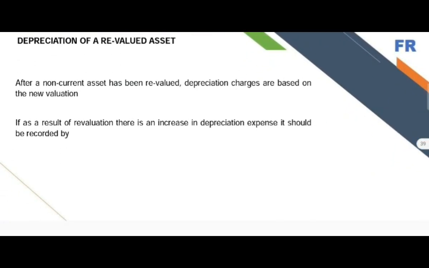Depreciation of a revalued asset. For the calculation of depreciation of a revalued asset, the formula would be revalued asset, or revalued amount, divided by remaining life.